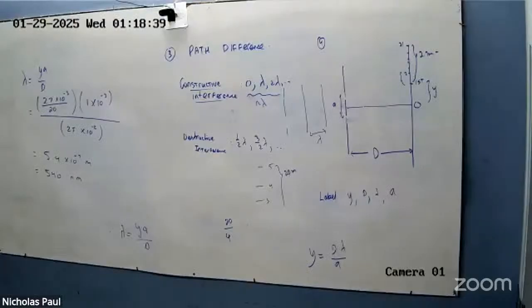Let's go back to the diffraction grating. We just came up with the formula. What was the formula that we just came up with? Here, d sine theta is equal to n lambda. What is d? d is the distance between the two slits.